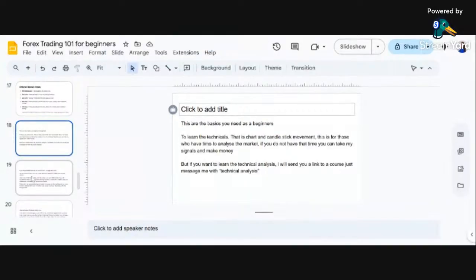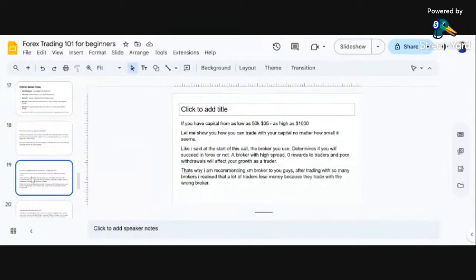Honestly. So if you have capital from 50k, you are a potential investor in the forex market. And let me show you how you can trade with your capital, no matter how small it seems, right? I want to teach you how to make a lot of money.